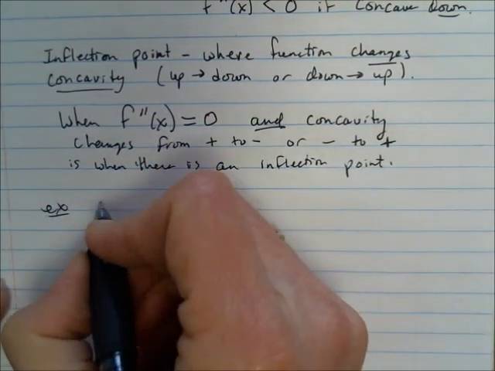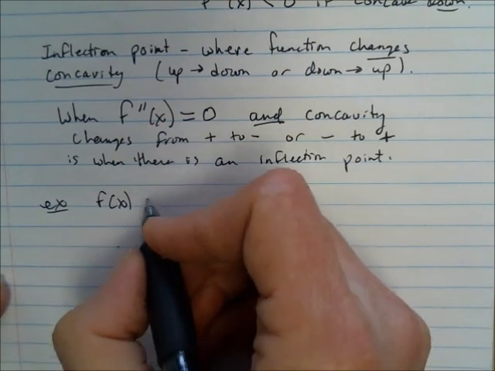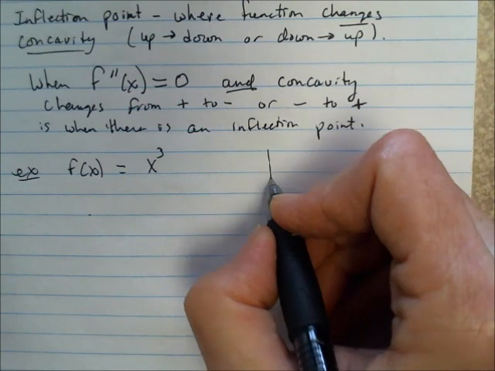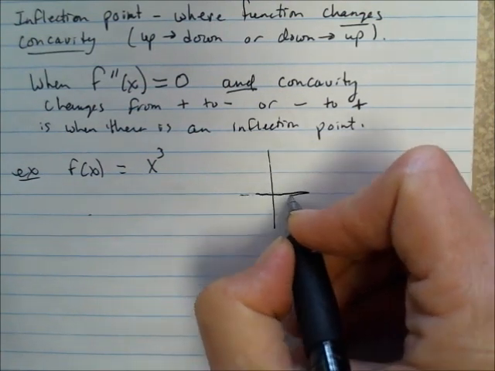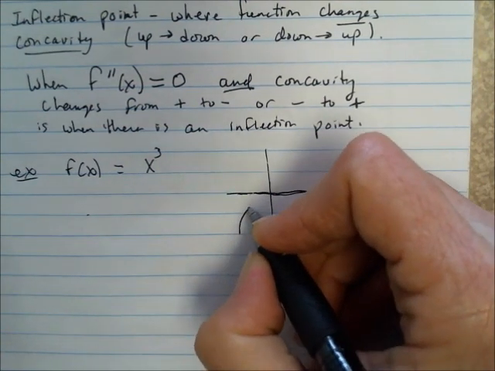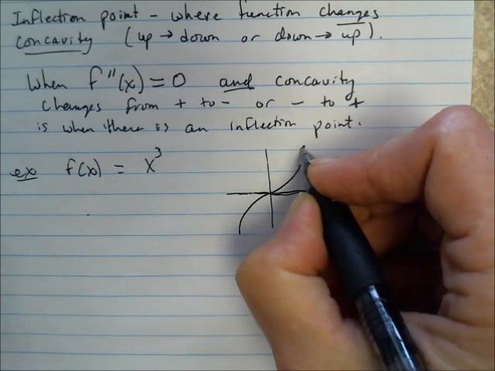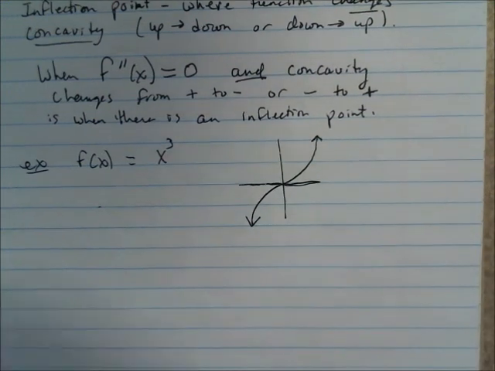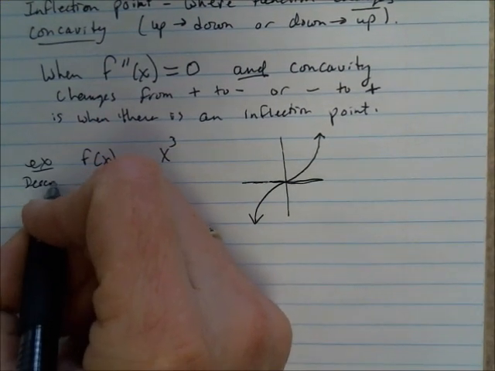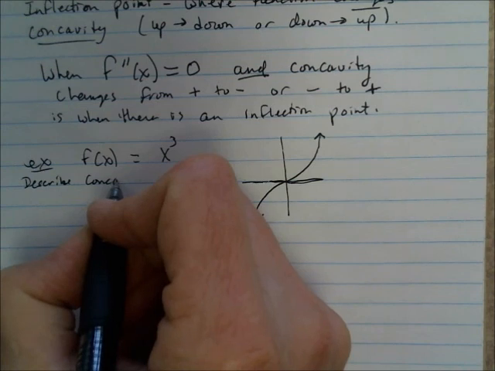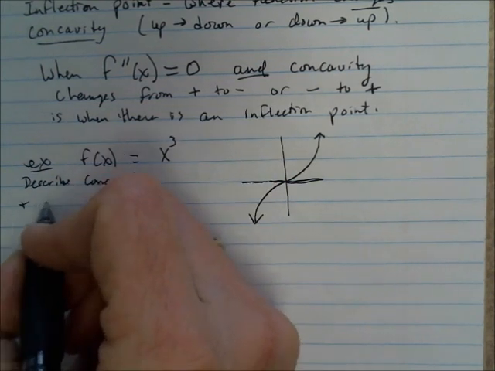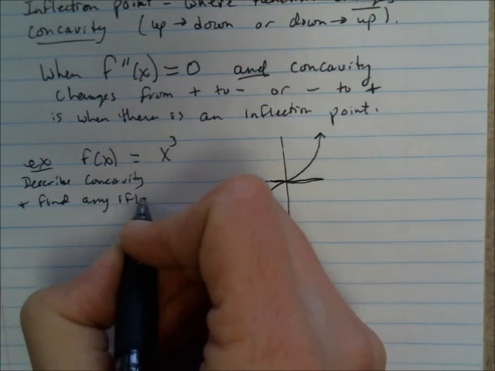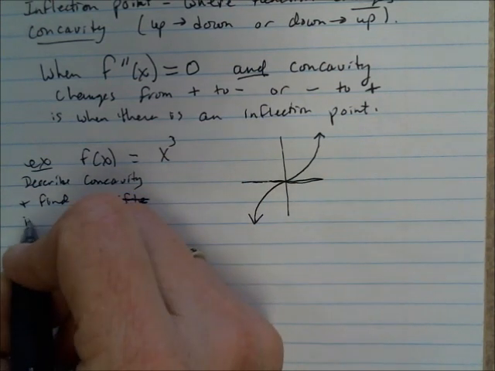So let's just take a simple example. Let's say f of x is equal to x to the third. We all know what that graph looks like from last fall. We could sketch that without a calculator. It just comes up and around like this. And let's describe the concavity and find any inflection point. Oops, I spelled that wrong.